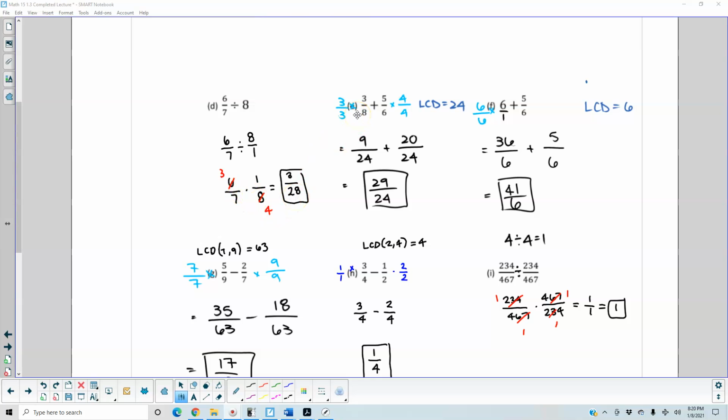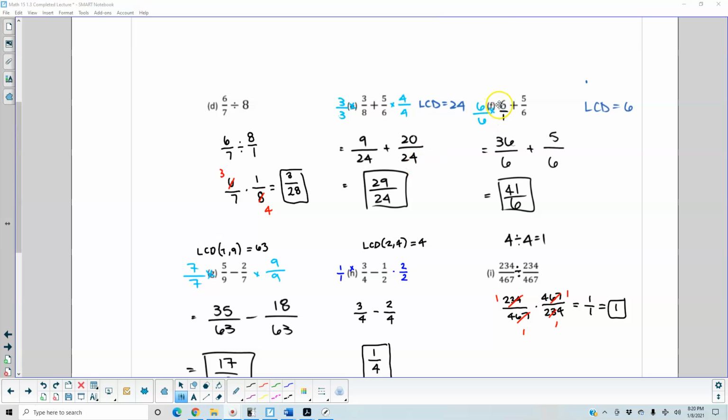For part E, we have 8 and 6 as the denominators. So the LCD between 6 and 8 is 24. So 8 times 3 is 24. 3 times 3 is 9. Plus 6 times 4 is 24. And 5 times 4 is 20. So adding them together, we get 9 plus 20, which is 29 over the common denominator of 24.